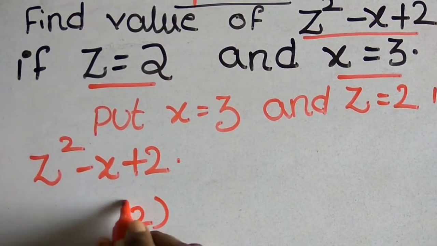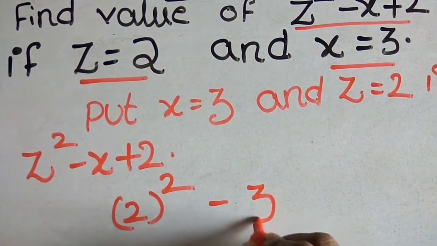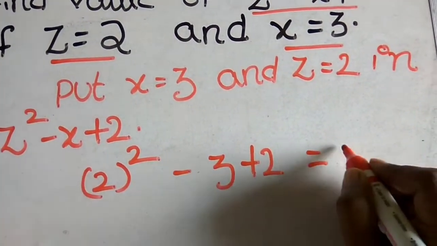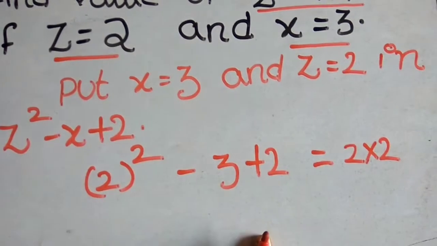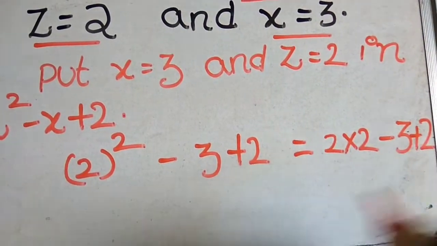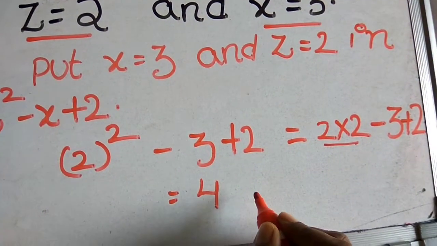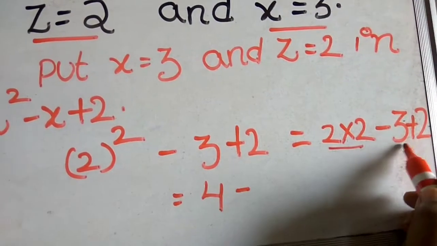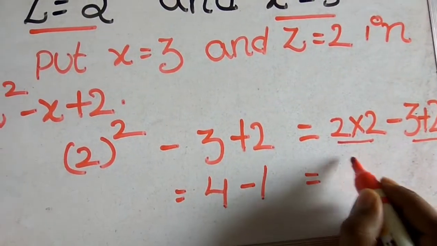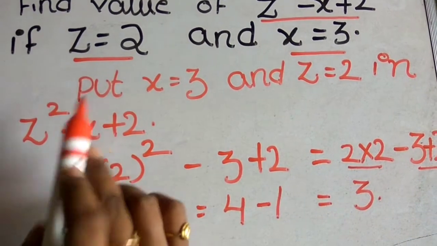Now start substituting: 2 whole square minus 3 plus 2. So 2 whole square means you have to take the product of 2 two times, that means 2 into 2, and then minus 3 plus 2. 2 twos how much? The product of 2? Yes, 4. Minus 3 plus 2 means we have to subtract, so you will get minus 1. 4 minus 1 gives 3. So this is our value for the expression.